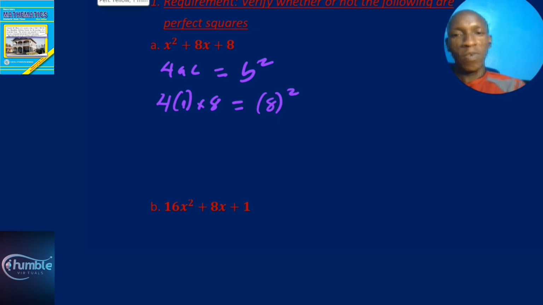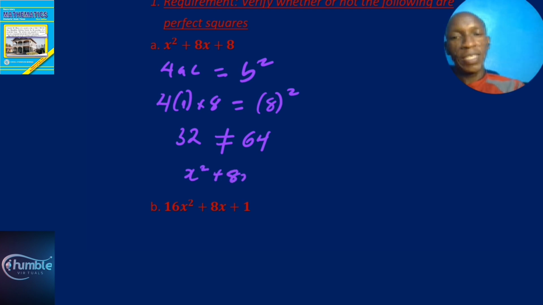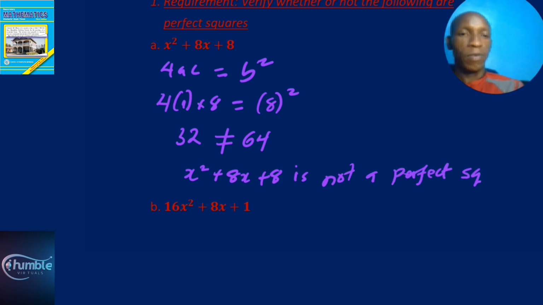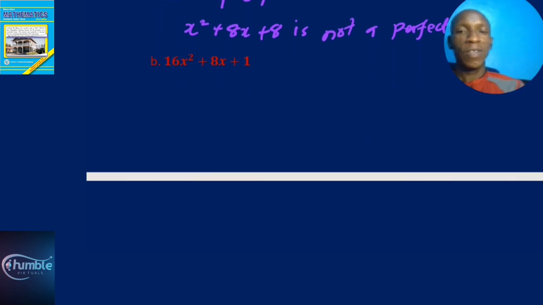4 by 1 is 4. 4 by 8 is 32. Is 32 equal to 64? They are not equal, and therefore that means that x squared plus 8x plus 8 is not a perfect square. I hope that one is well understood.